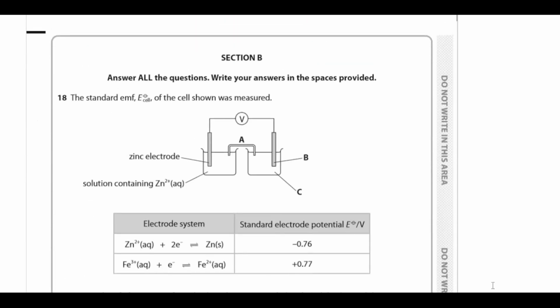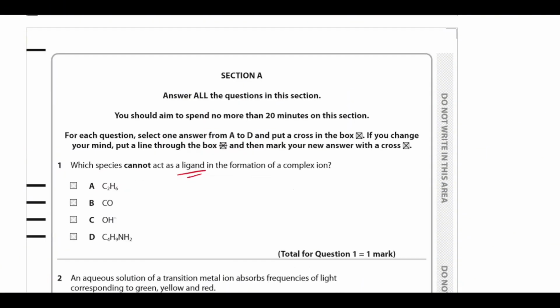Now let's move on to section B. All right, the first question says: which species cannot act as a ligand in the formation of a complex ion? If we see the 4 options down here, what is a ligand? A ligand is basically a species that donates its lone pair of electrons to the central metal ion of the complex compound in order to produce that complex compound.